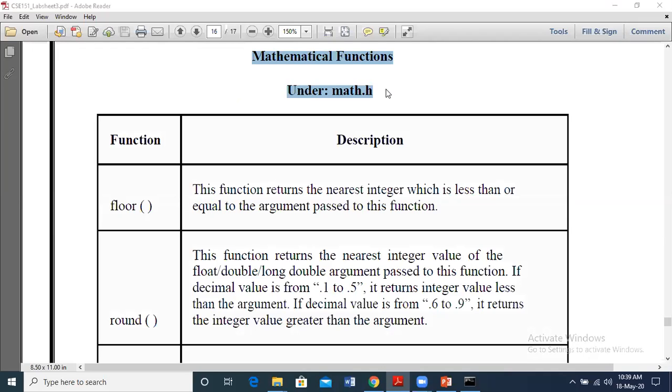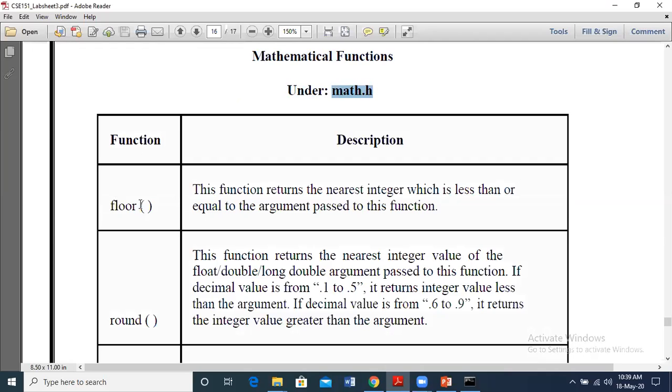As you can see in this case, we have the different mathematical functions. So all these are keywords and they are defined in math.h. If we have to use any one or more than one, we have to include #include math.h. Whether we use one function or more, we have to include math.h.